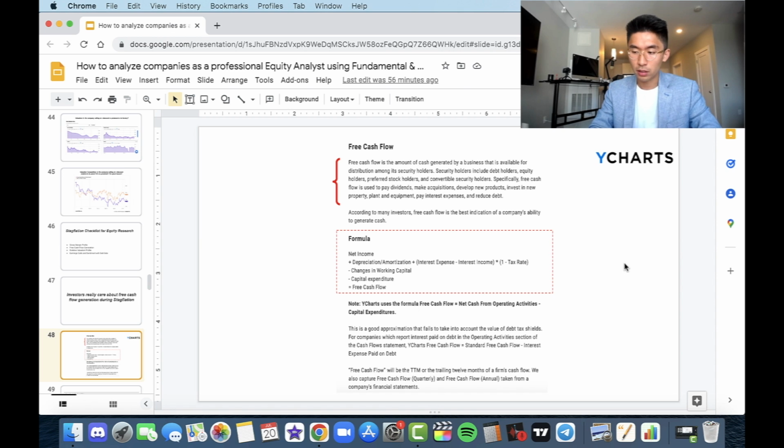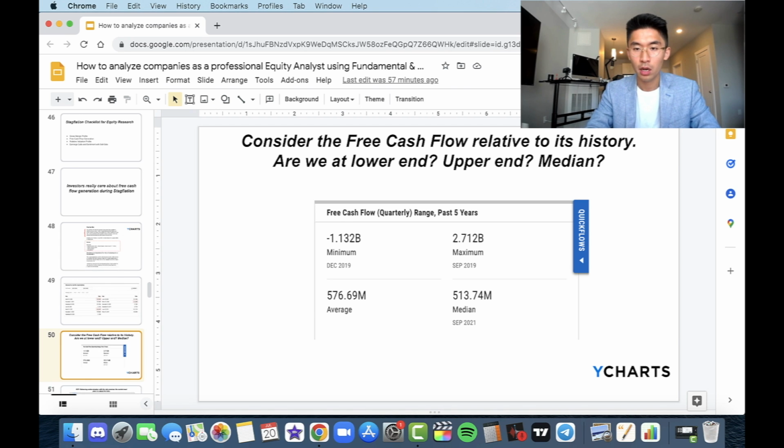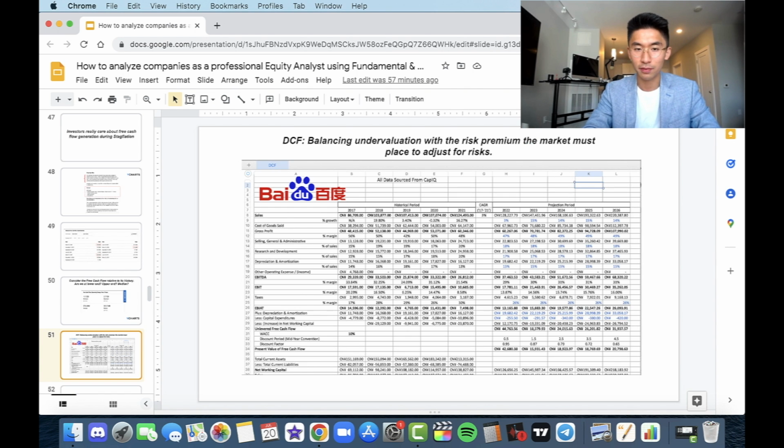But essentially, free cash flow is one of the most important metrics that I like to follow to screen out which companies are likely to perform strongly during stagflation. And so I look at Baidu's historical free cash flow quarterly data, and I compare this information relative to its history. Are we at the lower end? Are we at the upper end? Are we at the median? I make those kinds of conclusions by looking at objective data.